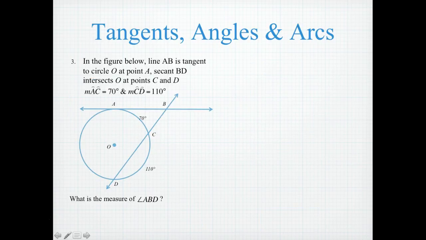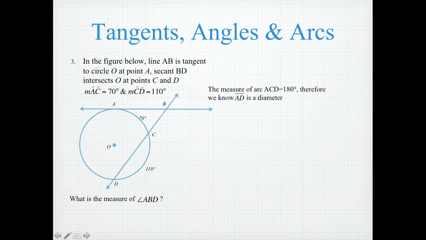In our next example, we're going to use the figure below. We're given that line AB is tangent to circle O at point A. Secant BD intersects circle O at points C and D. And the measure of arc AC is 70 degrees, and the measure of arc CD is 110 degrees. What we need to do is find the measure of angle ABD.